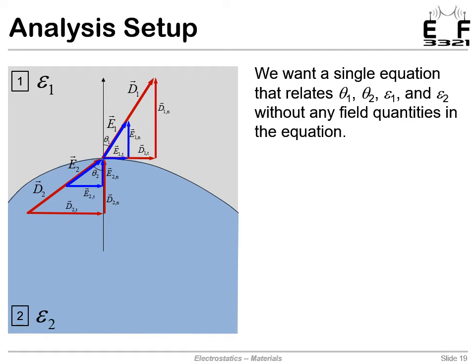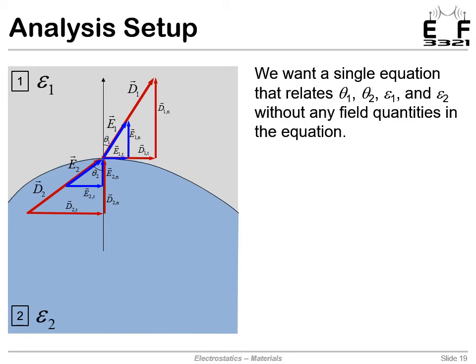So here's how we're setting up our problem. We have the same interface. We're setting up E1 and E2, D1 and D2 on either side of the interface, and we're also showing the tangential and normal components for all of these. And just like before, we have medium 1 with permittivity epsilon 1, and medium 2 with permittivity epsilon 2. That's our setup. What we're adding now is the angle of these.